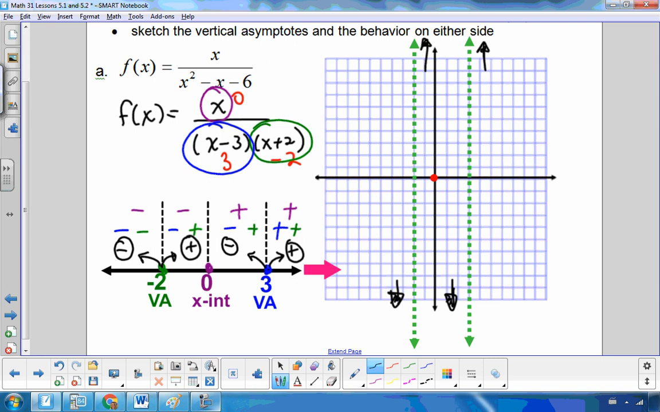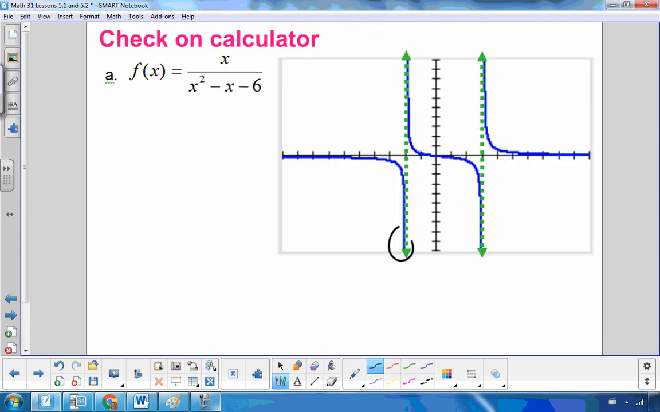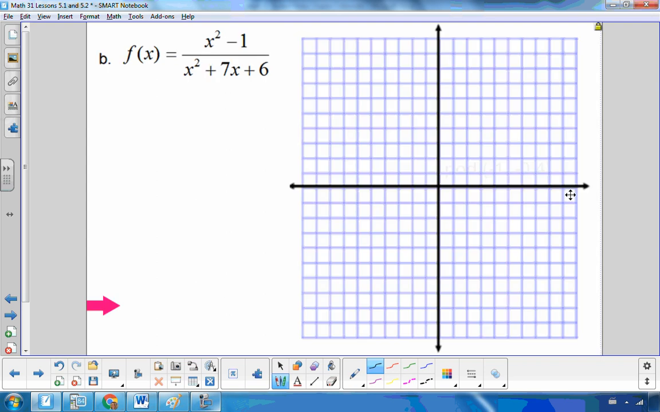So this just gives us an idea, the beginning of the behavior on either side. Let's check that in the calculator. So you can see negative infinity, positive, negative, and positive. So I know I did that correctly. Okay, let's try another example.